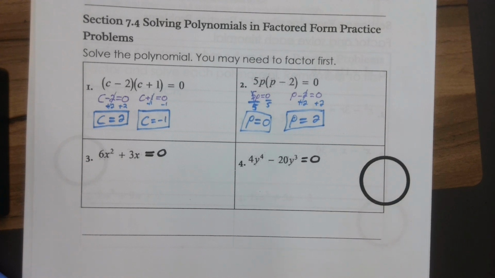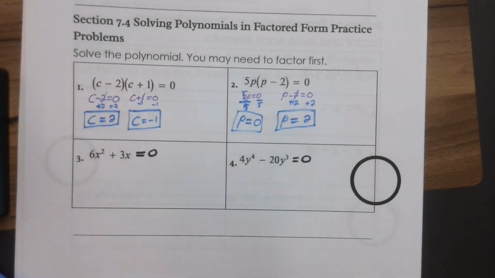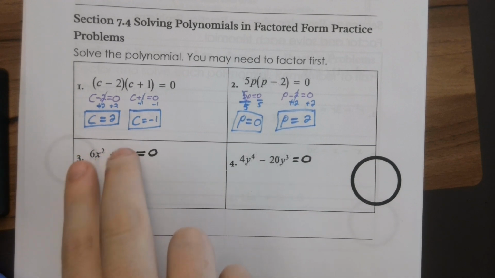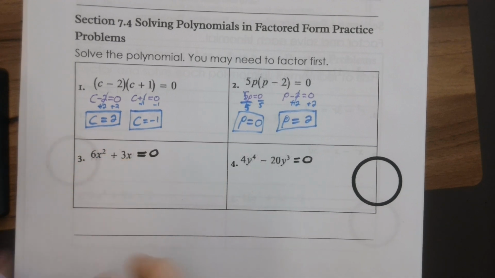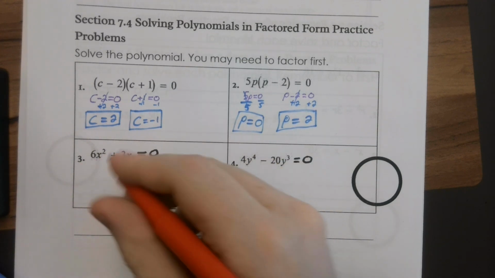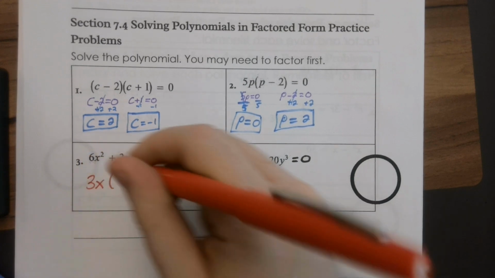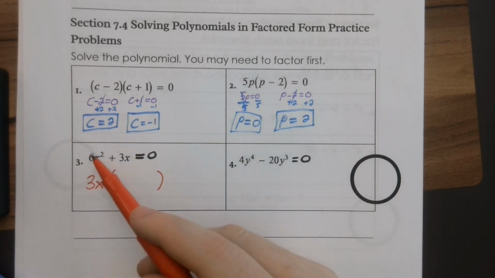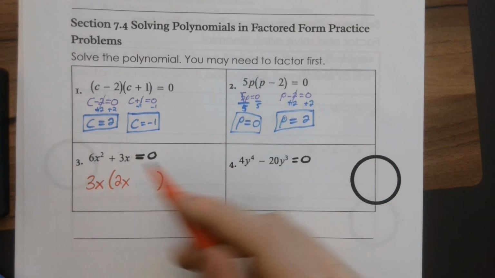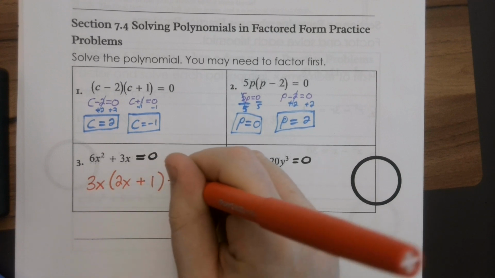For problem number 3, the problem is not in factored form. You can tell because it's not grouped up in parentheses like this. So we need to first factor it. To factor, ask yourself, what can I take out from both of these terms? Well, both of them can be divided by 3, and both of them have an x in it, so we're going to pull out a 3x. 6x squared divided by 3x is 2x. 3x divided by 3x is 1, and this equals 0.